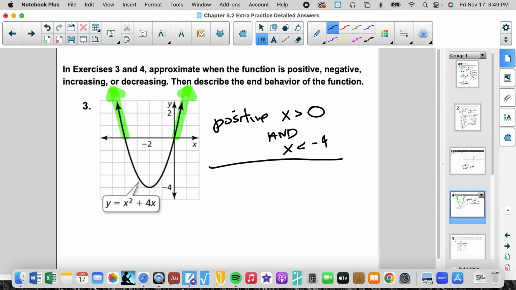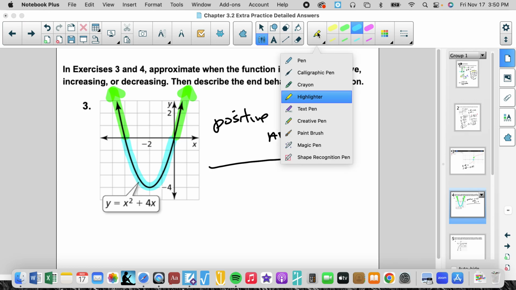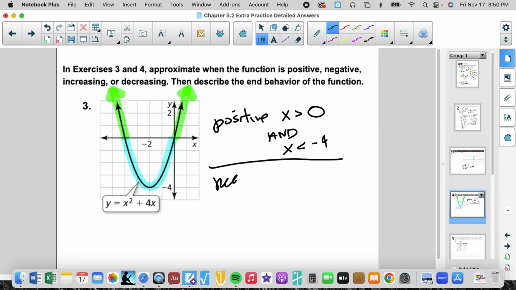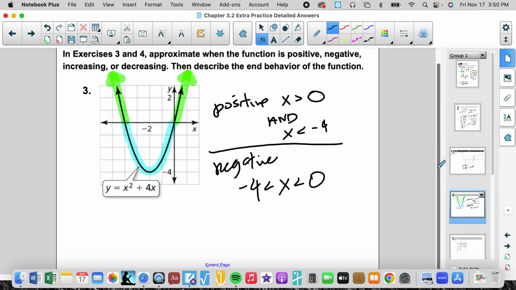And it's going to be negative when it's in between there. So that's when it's negative. So I would say that it's negative when x is greater than negative 4 and less than 0. And when it is 0 and negative 4, it's neither positive nor negative because it sits at 0, right? It sits on the x-axis. So that's a little bit of a trick question, or if you were wondering why we didn't write equal signs, because when it is equal, it's right on there. It's neither positive nor negative.